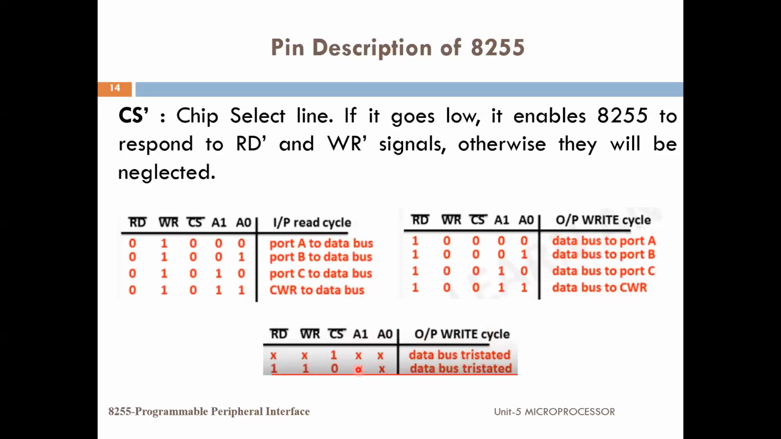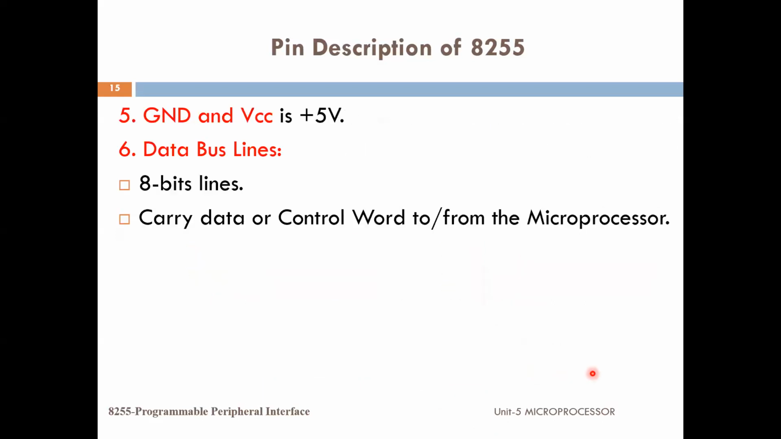Okay. And if this chip select is active low, it means we are enabling the 8255, but we are not performing either operation. In that case also the data bus buffer will enter the tri-state, meaning the high impedance state, and it will not transfer the data, though it will hold the data.